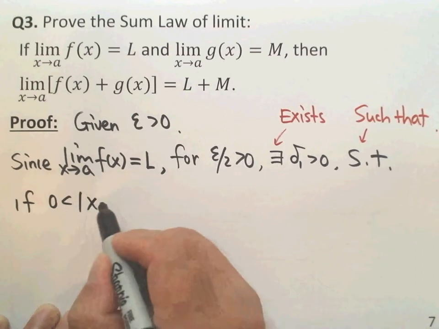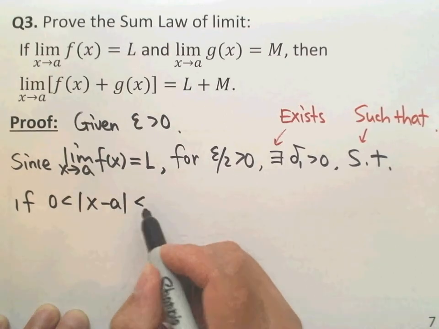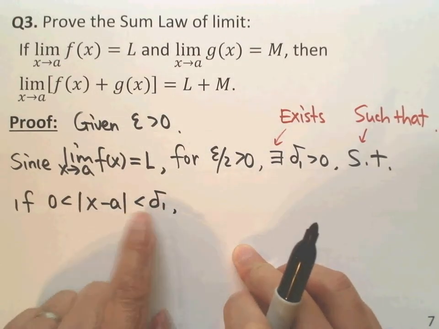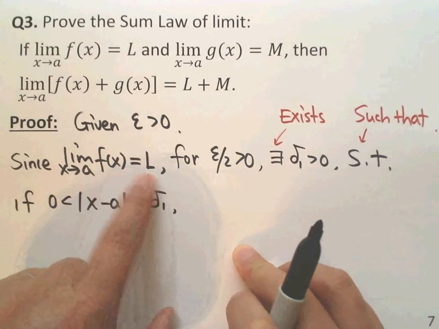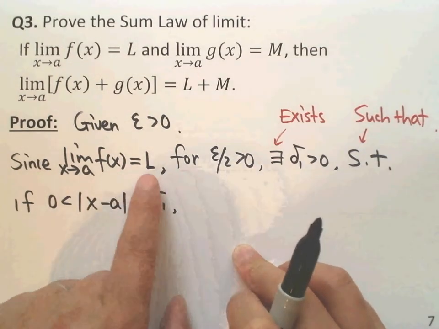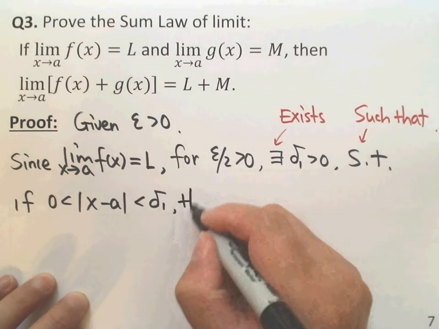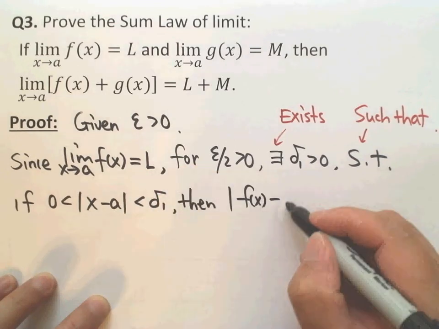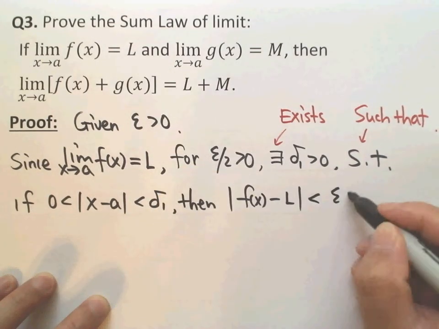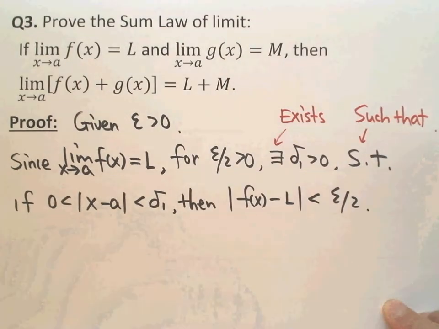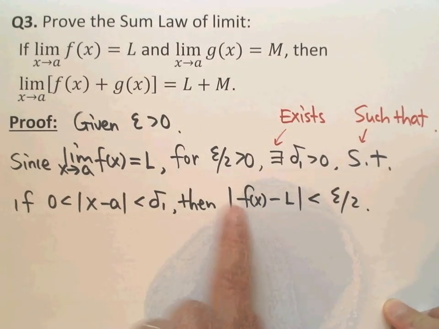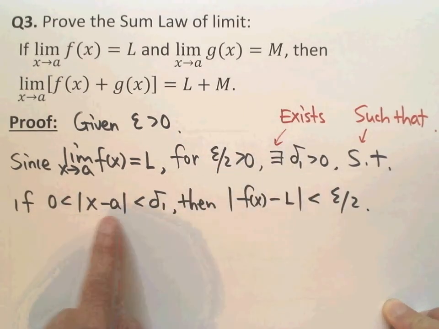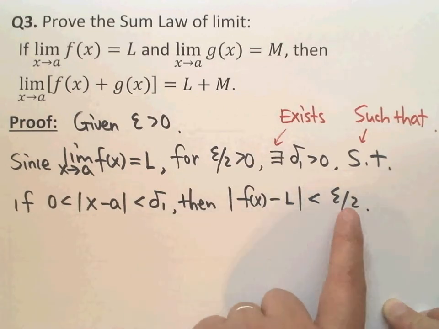Okay. So we can simplify something by using this symbol, such that if the absolute value of x minus a is less than delta 1, which means x goes into the delta 1's neighborhood, and then f will go into the epsilon over 2's neighborhood of L, then the distance between f and L is less than epsilon over 2. Is this true? Yeah, this is what we did, right?